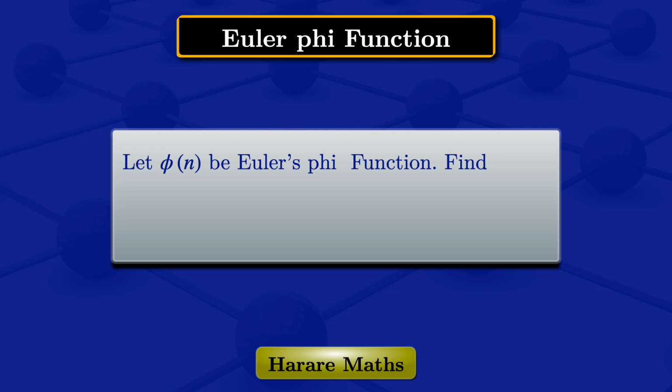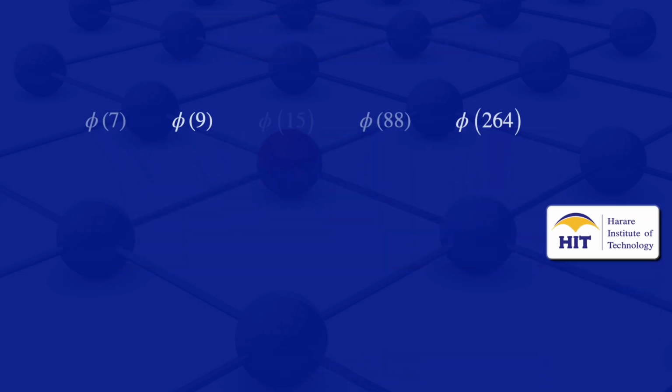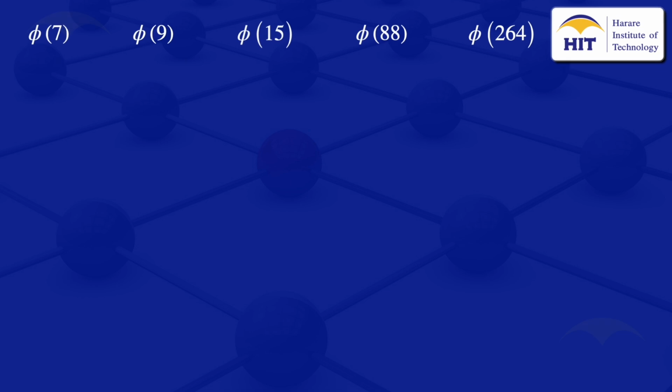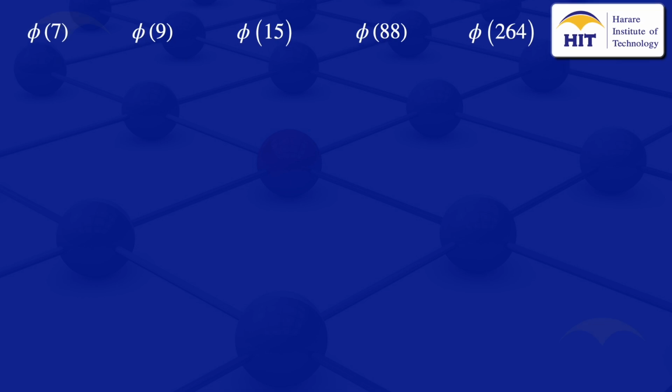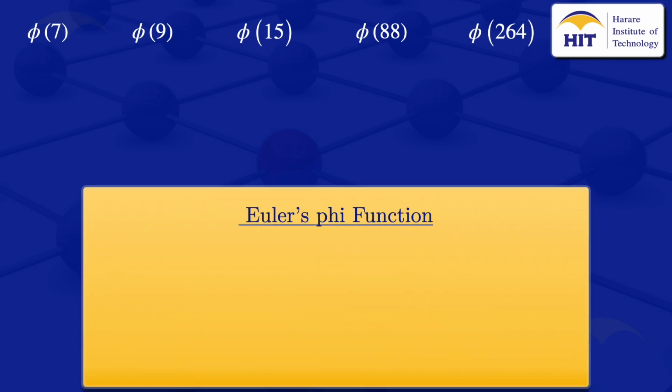Let phi of n be the Euler's phi function. In this video, I'm going to find phi of 7, phi of 9, phi of 15, phi of 88, and phi of 264. So we need to find those values there. So I'll start by looking at the Euler's phi function.